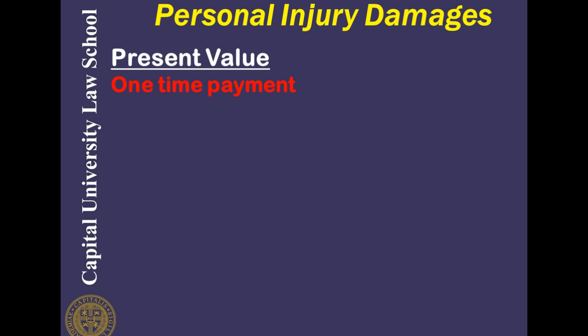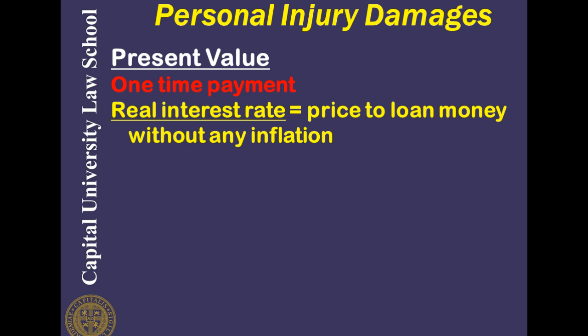Present value. Obviously, it's based on a one-time payment. Again, the single opportunity rule, there's a payment that occurs, the jury determines what the damages are, and they order that the defendant make payment shortly after the trial to the plaintiff. Okay, number of things we should talk about in figuring out how to determine present value.